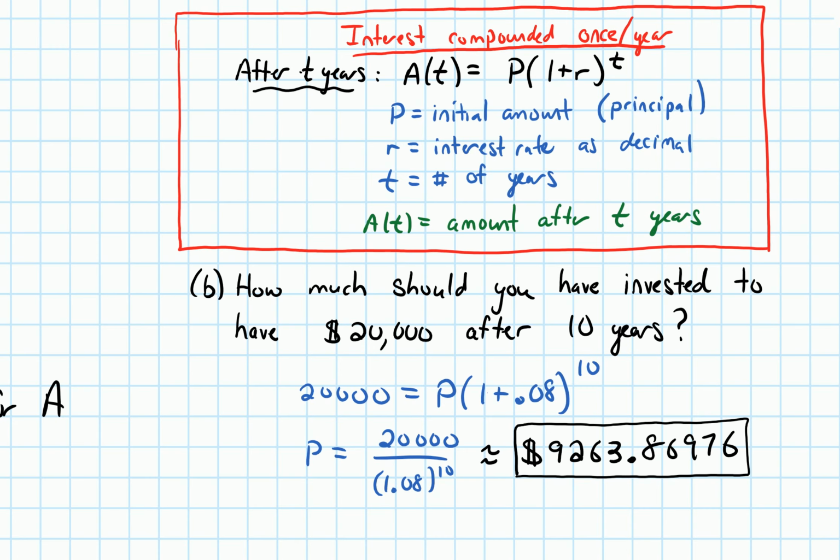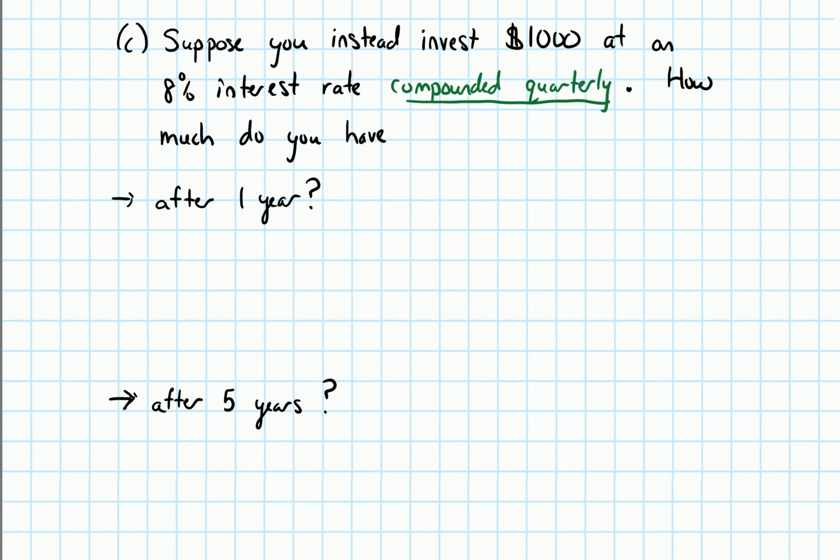So let's do another part to this example. Now, for part C, suppose that you instead invest $1,000, the same initial amount that we began with, at an 8% interest rate, compounded quarterly. So compounded quarterly means 4 times a year. That term quarter sort of refers to 4 times, once for each quarter of the year. Okay, so 4 times in a year, we're going to accrue interest.